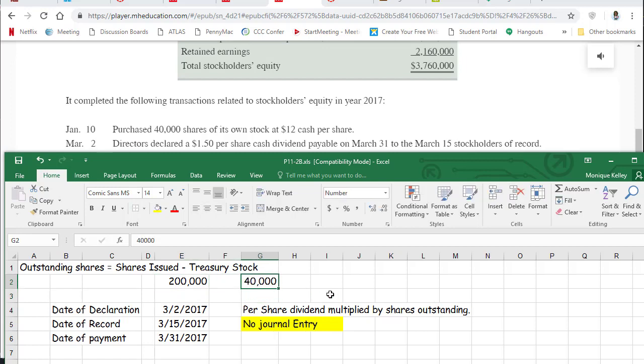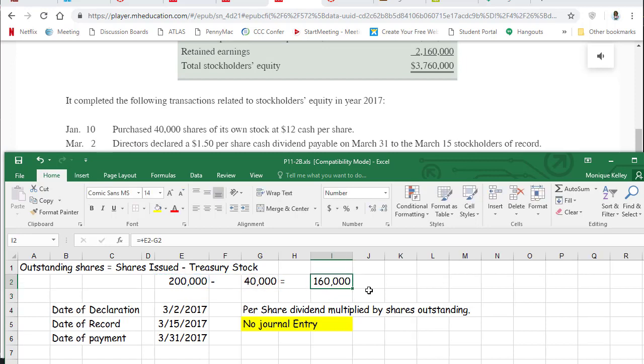So if you take 200 and you subtract the 40,000, that should give us the 160, the difference between the two. So we're going to pay the dividends on the 160,000 shares, not on the full issued shares of 200,000, because 40,000 are reacquired and back in our treasury.